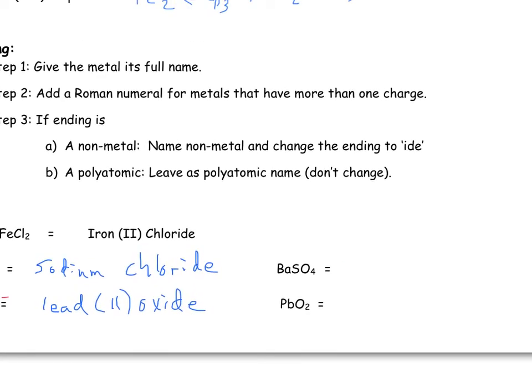BaSO4. The metal is barium, and SO4 is a sulfate ion. PbO2. I have lead again. Oxygens always have a 2 minus charge. Now because there's 2 of them, the lead has to balance with a 4 plus charge. So this is lead(IV) oxide.